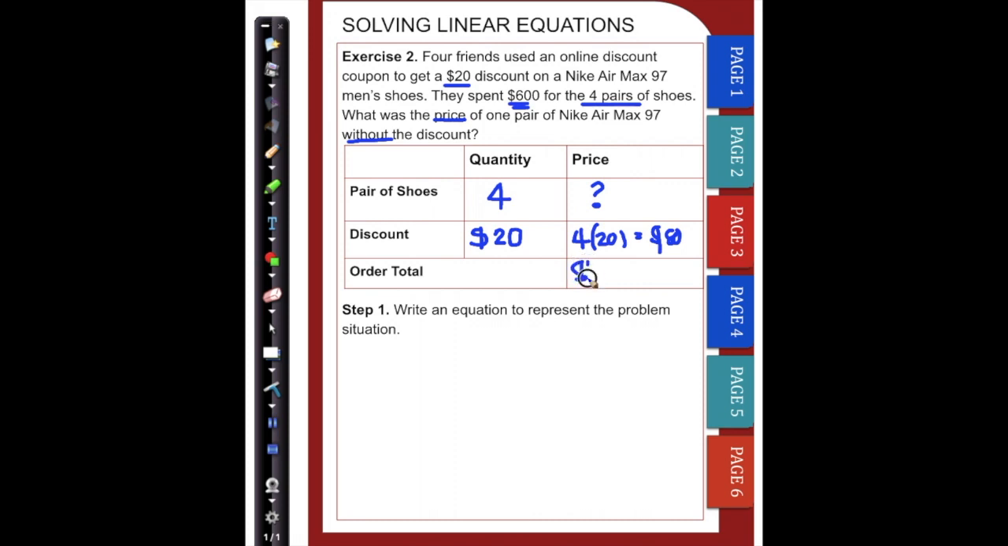For step number 1, we are asked to write an equation to represent the problem situation. To solve an equation algebraically, first we must define our variable. Now let's represent the question mark here as the unknown with x. So let x be the original price or the original cost for 1 pair of Nike Air Max 97 men's shoe. So expensive, right?